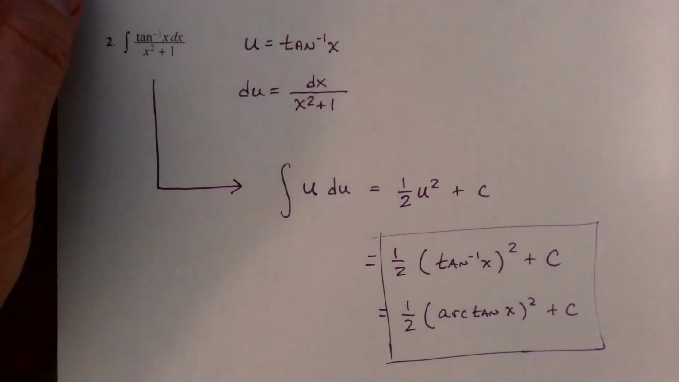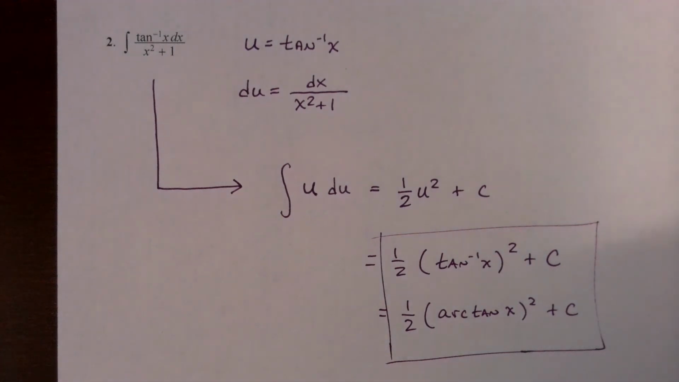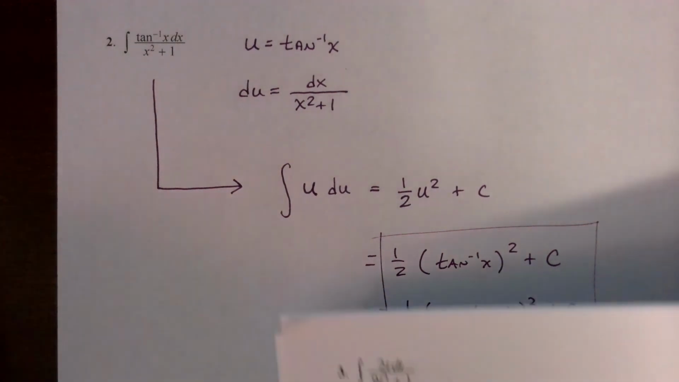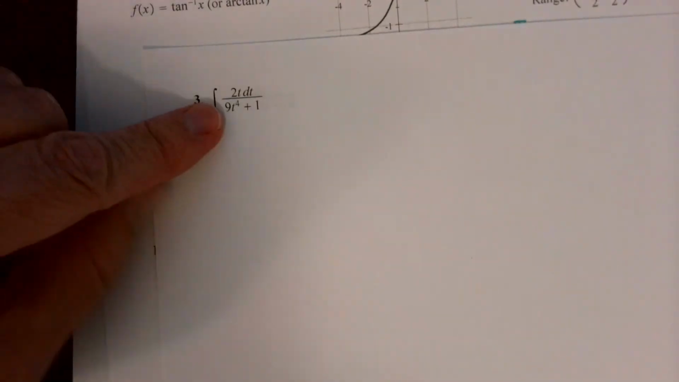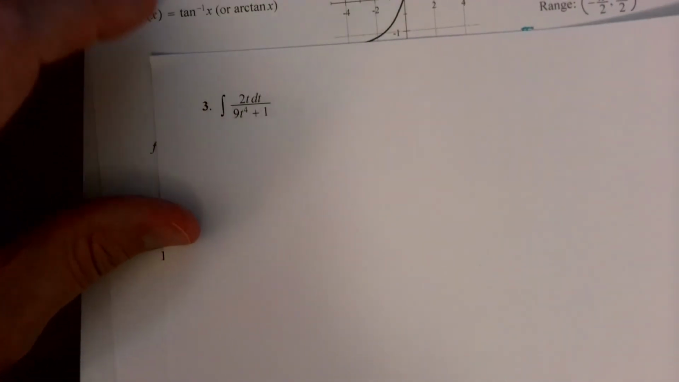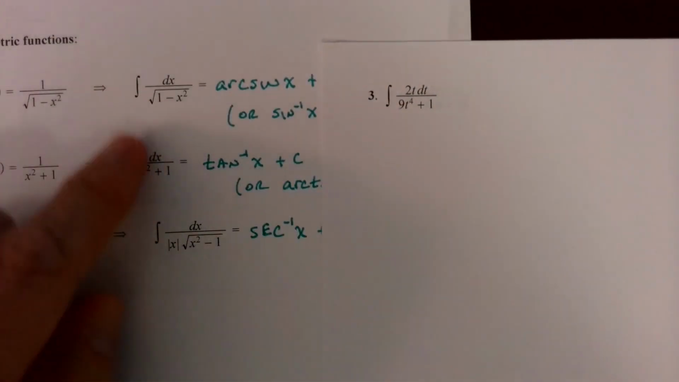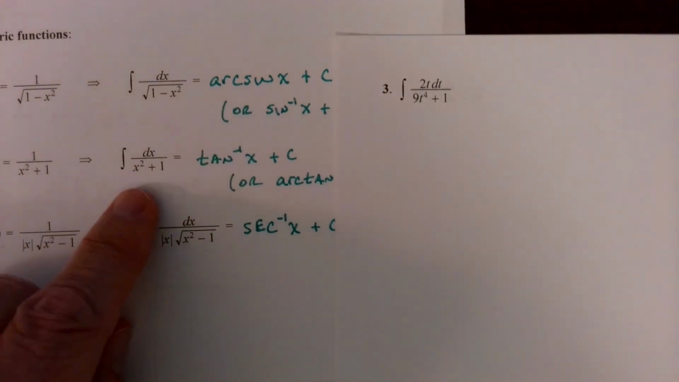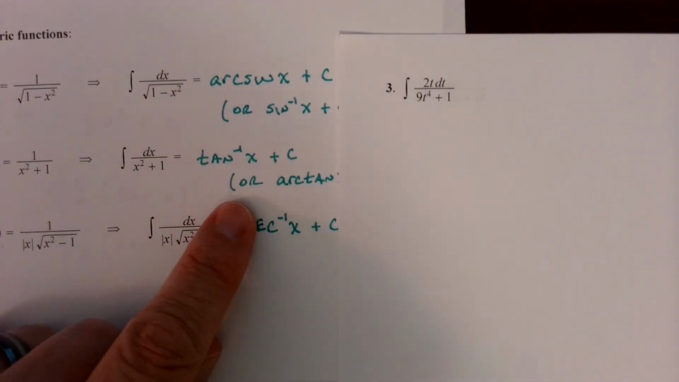Let's go ahead and do one more here. And this is the one I want to look at here. Integral of 2t divided by 9t to the 4th plus 1. Okay, so let's take a look at it. We're dealing with these two integral forms. These are the two we're focusing on: the one that evaluates as arcsine, and one that evaluates as arctangent.